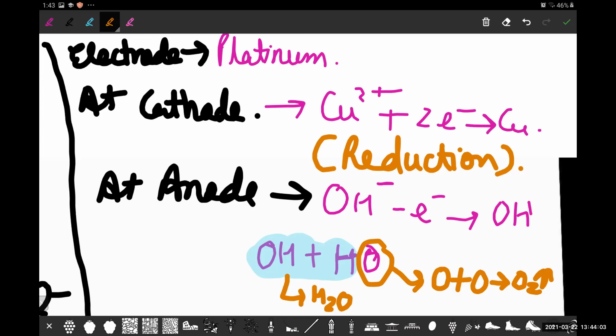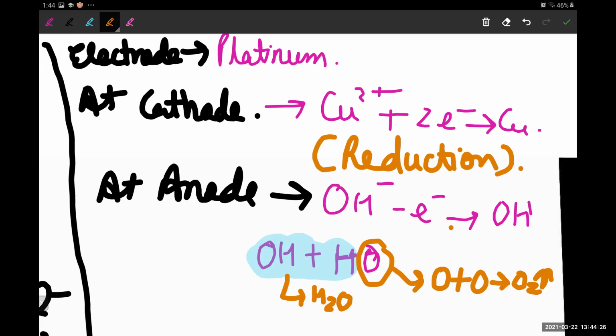Now see, when the copper ions are depositing, when the deposition of these copper ions is completed, then electrolysis of water takes place. Now in water, what will happen? Hydrogen gas is liberated at the cathode and oxygen is liberated at the anode. We all know that the blue color of the copper ion solution slowly fades.